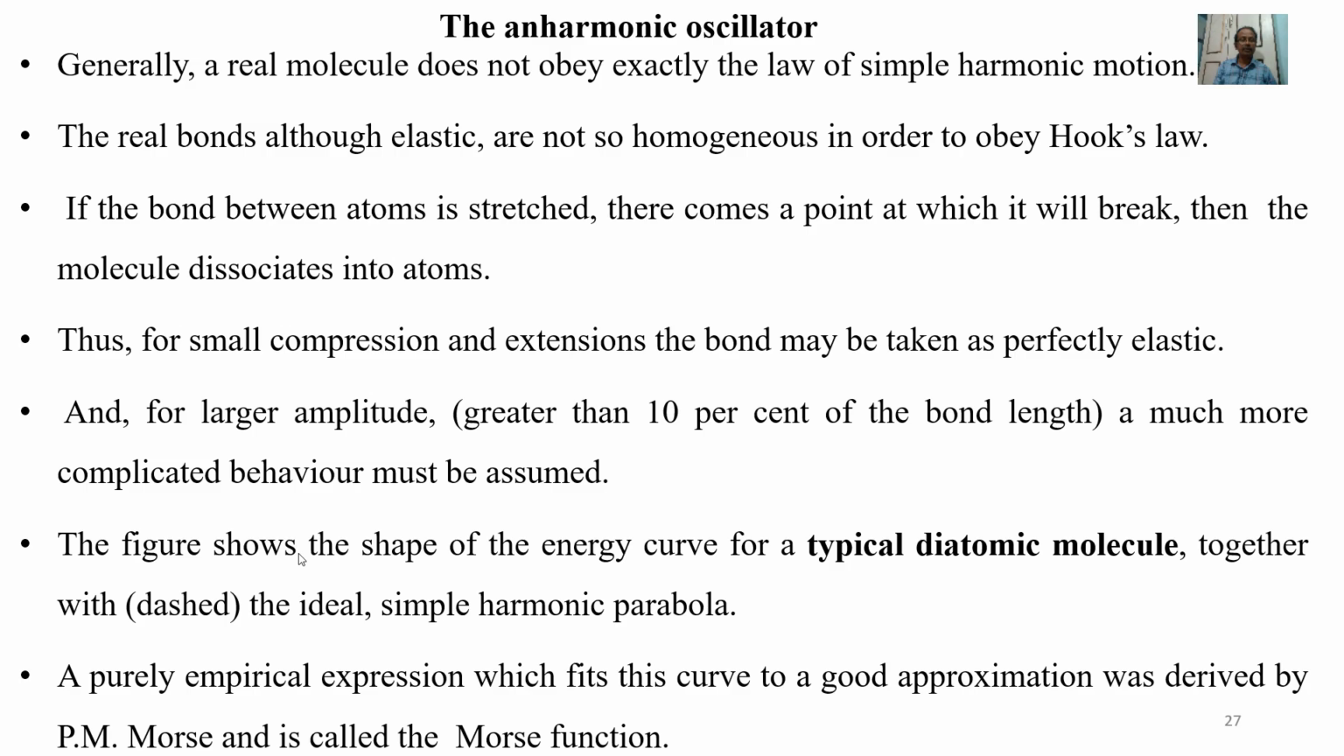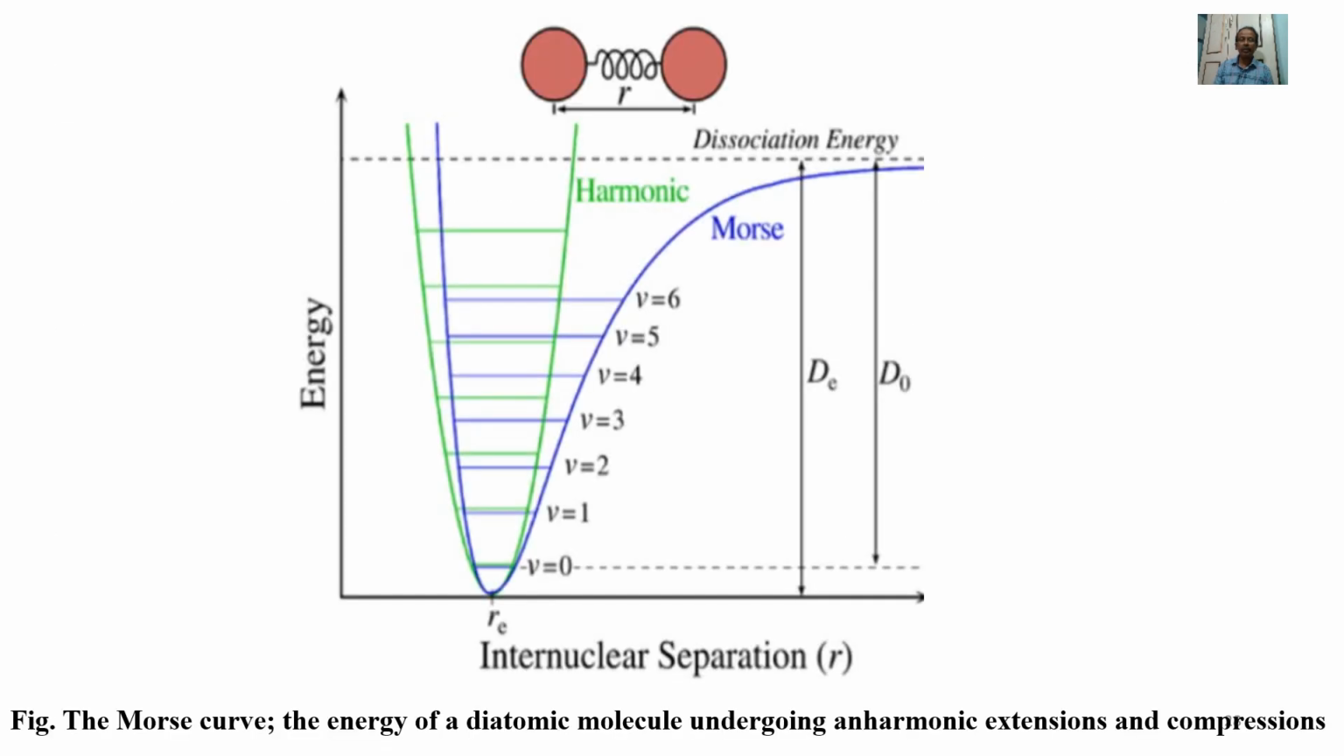The following figure, in the next slide, shows the shape of the energy curve for a typical diatomic molecule, together with, dashed, the ideal simple harmonic parabola. A purely empirical expression which fits this curve to a good approximation was derived by P.M. Morse and is called the Morse function. And this graph shows the Morse potential, the Morse curve.